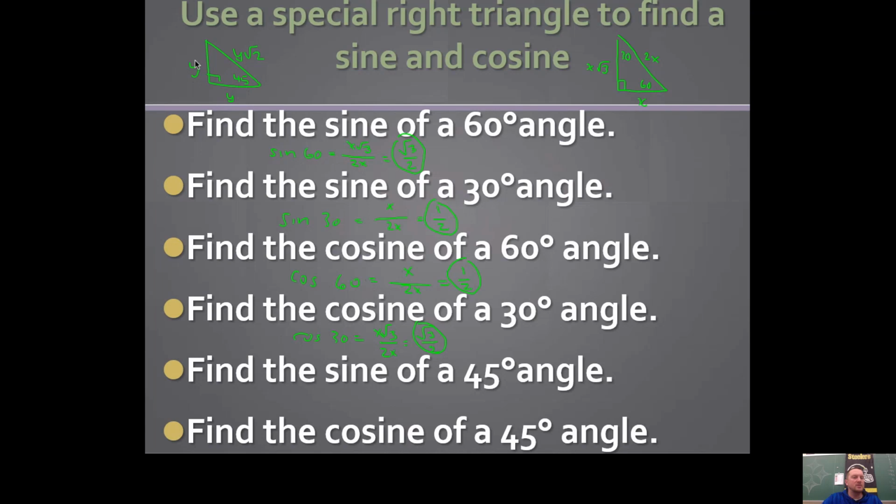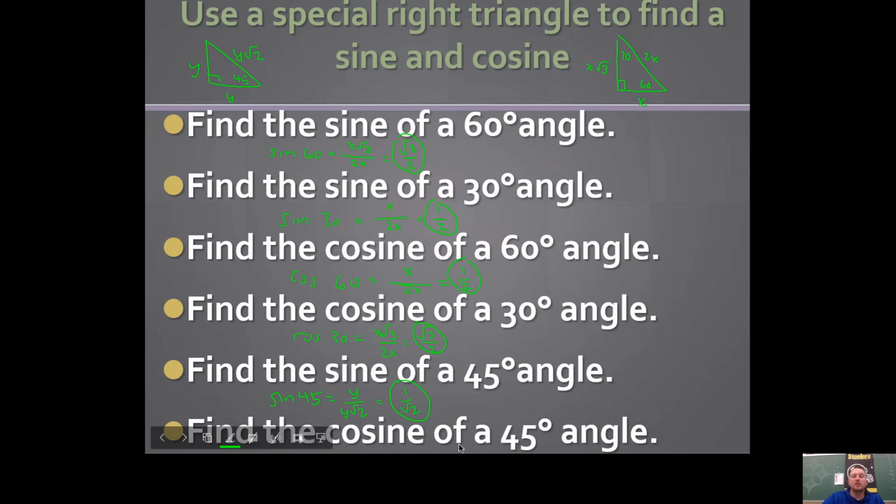Sine is opposite over hypotenuse. So we're talking about y divided by y square root of 2. The y's cancel. Sine of 45 is going to give you a number. It's 0.707. What is 1 divided by the square root of 2? It's the same number.